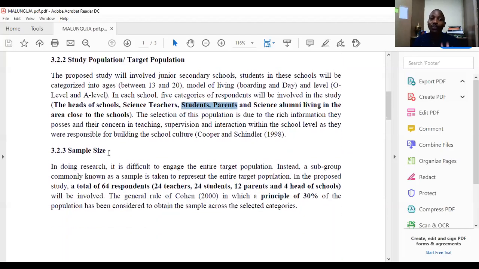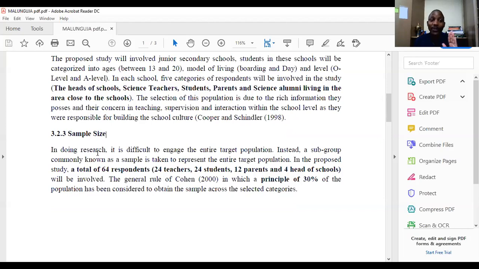Then after that, you go to the sample size, and you need to be specific: how many head teachers, how many science teachers, how many students, how many parents, how many alumni, and for what particular reason. Now we have category number 3, the sample size. In doing research, it's difficult to engage the entire targeted population. Instead, a subset known as a sample is taken as representative in the entire process of data acquisition.